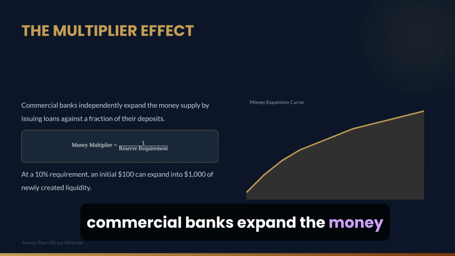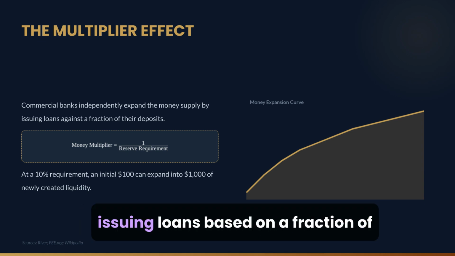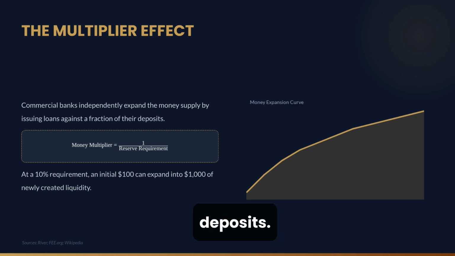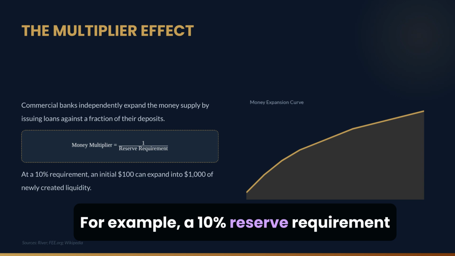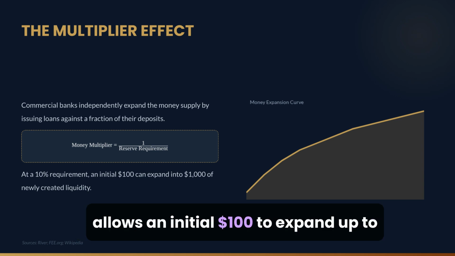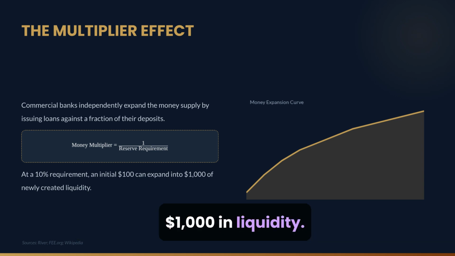Commercial banks expand the money supply through the multiplier effect, issuing loans based on a fraction of deposits. For example, a 10% reserve requirement allows an initial $100 to expand up to $1,000 in liquidity.